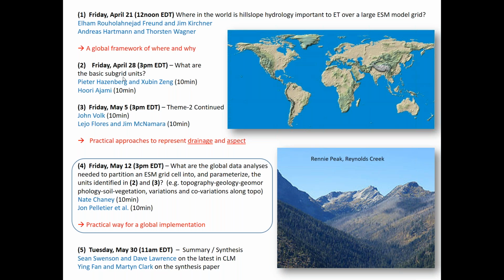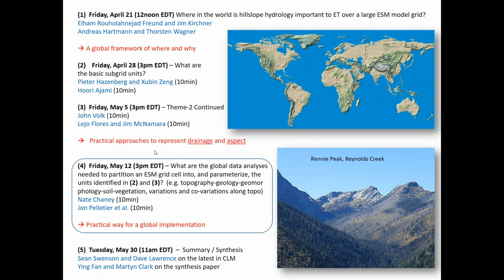And then the last 2 weeks, we asked the question, what are the basic subgrid units? If we know where hillslope hydrology is important, how do we divide a large ESM grid into hydrologically meaningful units? And we had 2 discussions, and here the goal is to come up with some practical approaches, perhaps multiple approaches, to represent drainage, the lateral convergence of water, and the aspect driver in the energy budget, as well as the water budget.